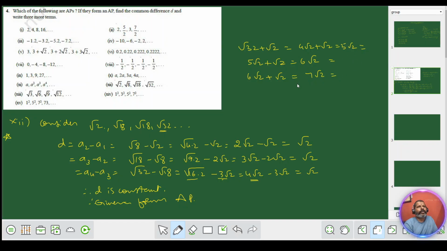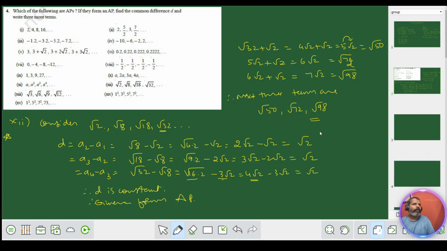But observe the question, they are not having root 2. So just take 5 inside the root 2. Remember, it will become double, meaning square. That is 25 times 2, 50. 6 times 6, 6 squared is 36. 36 times 2, 72. And 7 squared is 49. 49 times 2, 98. Therefore, next three terms are root 50, root 72, root 98.